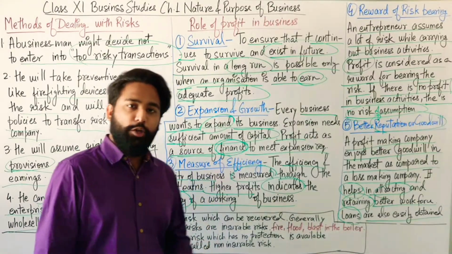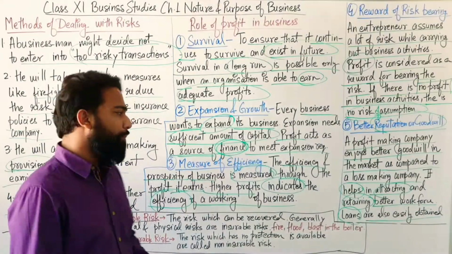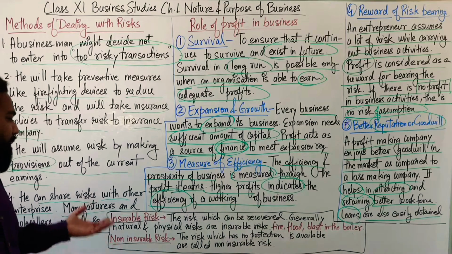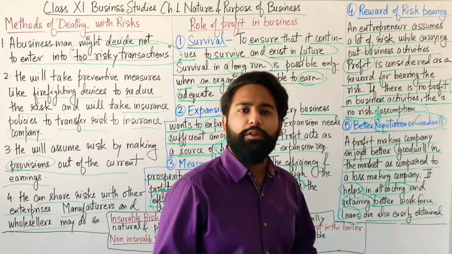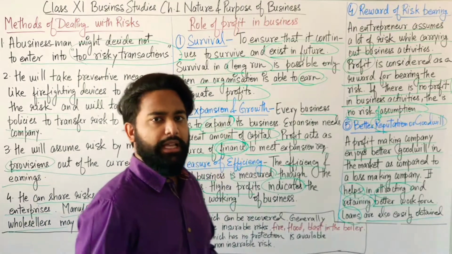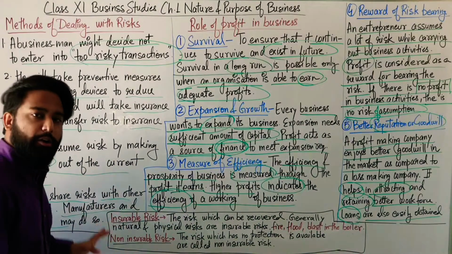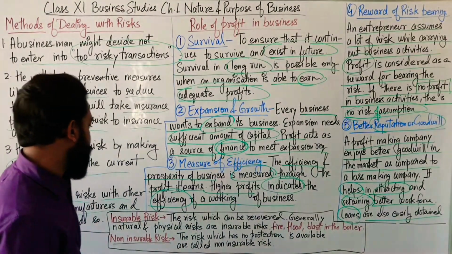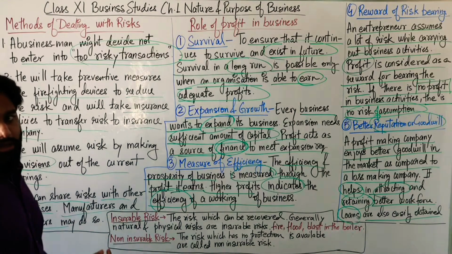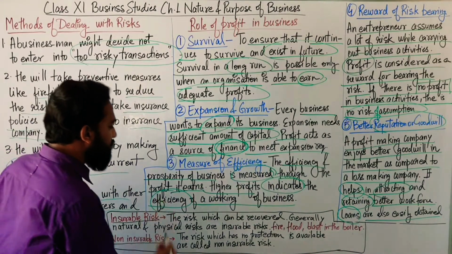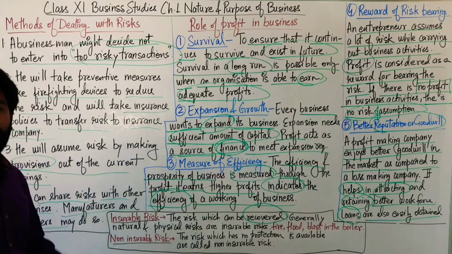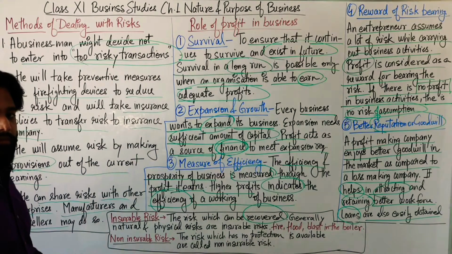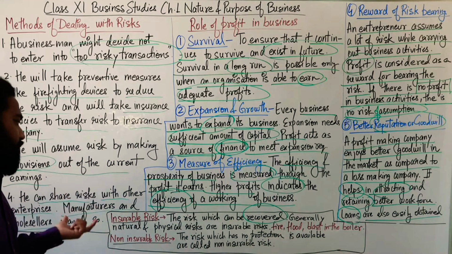Now, next topic for today. And the last topic for today is insurable risk and non-insurable risk. You have already studied in the previous video about speculative risk and pure risk. Yes, these are also part of those risks. Now, the first one is insurable risk. What is insurable risk? The risk which can be recovered. Key term: the risks which can be recovered are basically the insurable risks.